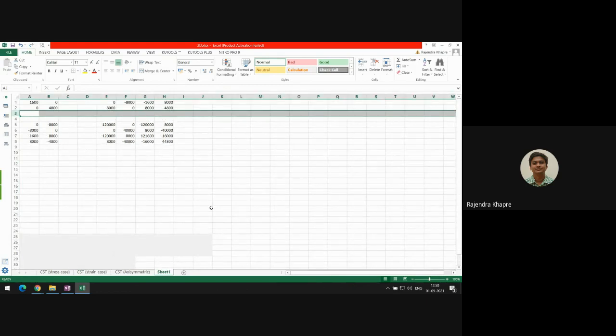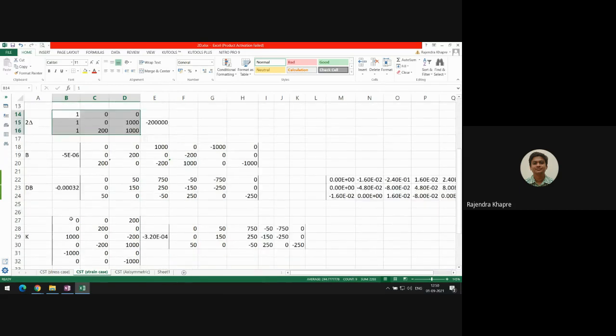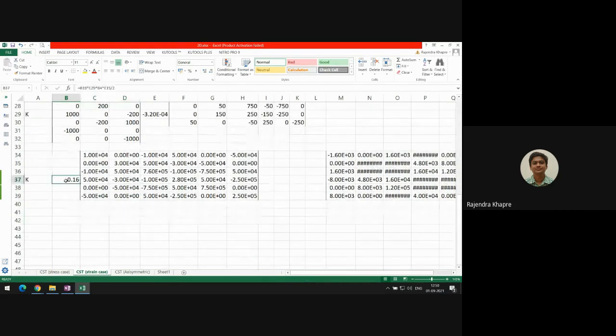I think I have to give the nodal coordinates one more time. If you remember, the nodal coordinates were 1, 2, and 3. The second element x was 0, y was 1000, and this was 200. So this is what we have obtained as the 2 delta matrix, and similarly we have obtained this constant as minus 0.16. I don't know why minus is there, it should not be minus. As a result, if you multiply this over here, you should be able to get this value.